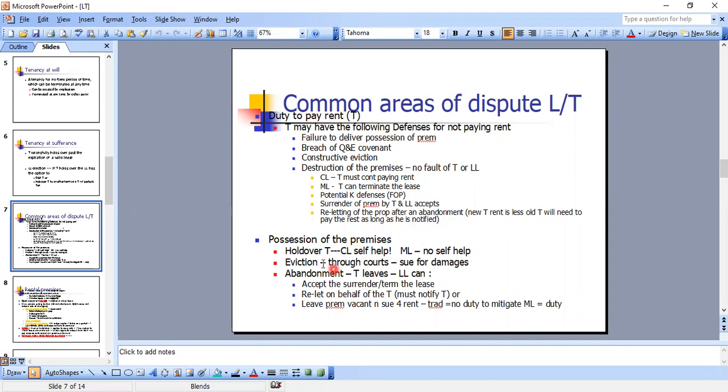Possession of the premises. A holdover tenant, at common law, you can use self-help, go in there, take them out. Modernly, there's no self-help. Eviction is through the courts, and you sue for damages.